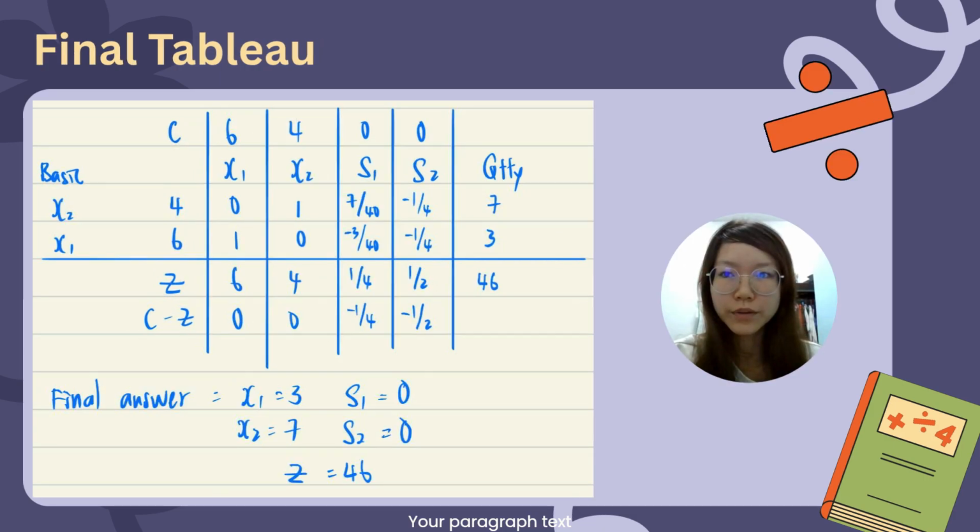In the final table, there are no more positive values in the C minus Z row. This means the solution is already optimal. Therefore, the company should produce 3 units of product 1 and 7 units of product 2. The maximum profit is $46.